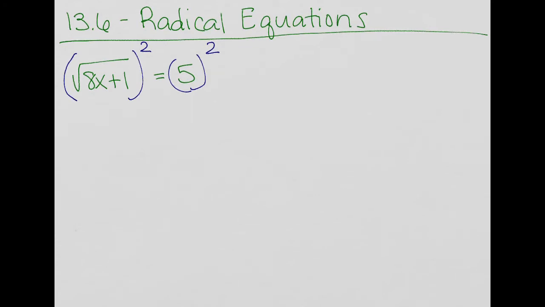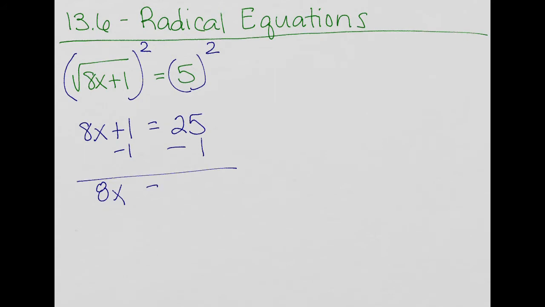So when I square that, I'll have 8x plus 1, and then 5 squared is 25. And then we're just going to solve this like we would a normal equation. Subtract 1. 8x equals 24. Divide by 8, and x equals 3.